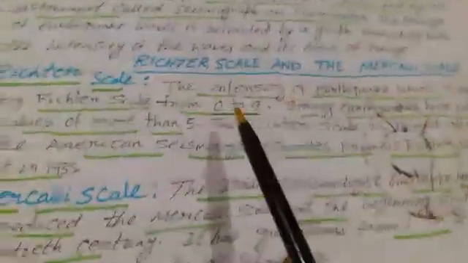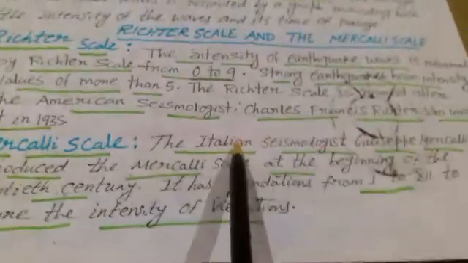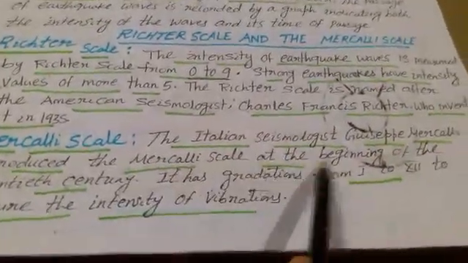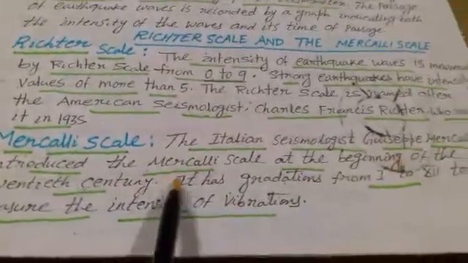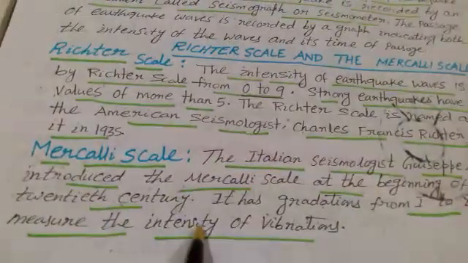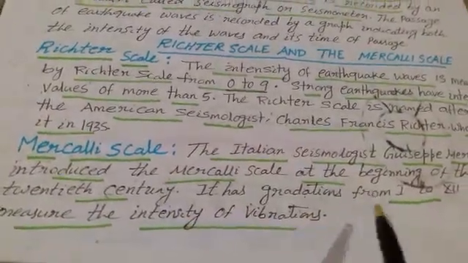Now we'll discuss the next scale, the Mercalli scale. The Italian seismologist Giuseppe Mercalli introduced the Mercalli scale at the beginning of the 20th century. It has a gradation from 1 to 12 to measure the intensity of vibrations and their effect.